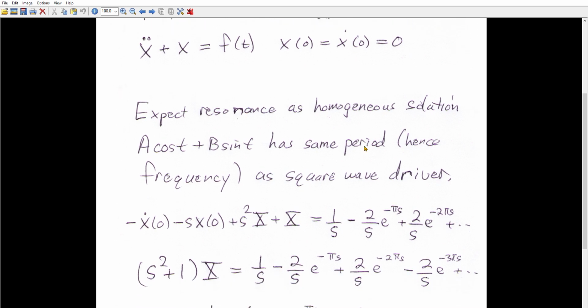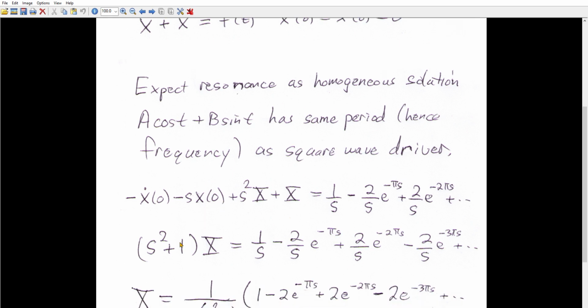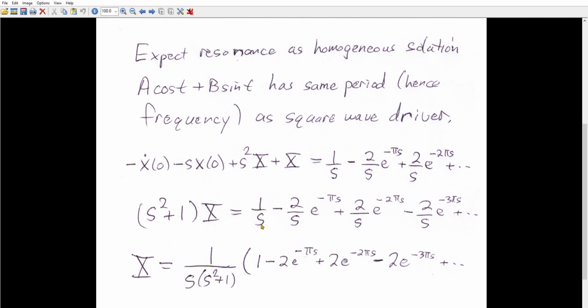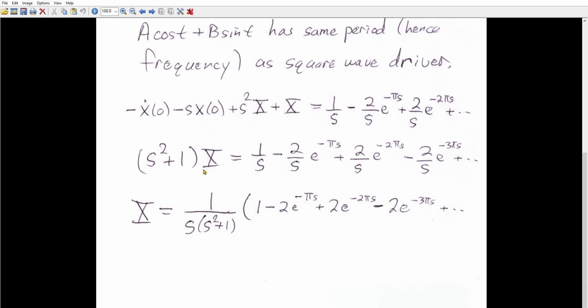Okay, so our initial conditions were set to 0, so these terms drop out, and we've just got an s squared plus 1 cap X on this side, and this series of transforms of step functions on this side. Now we divide through by s squared plus 1, and we'll notice that a 1 over s factors out of this whole mess, and we're left with 1 over s times (s squared plus 1) times this expression.